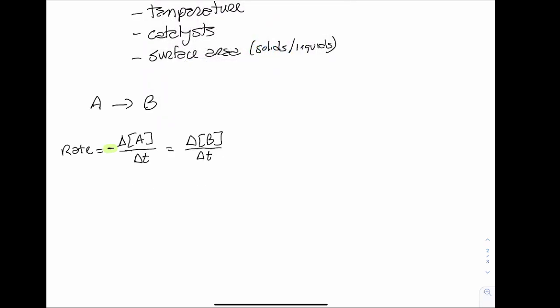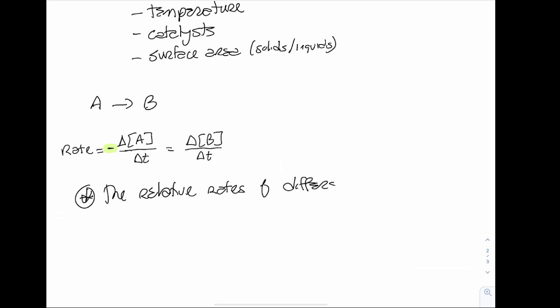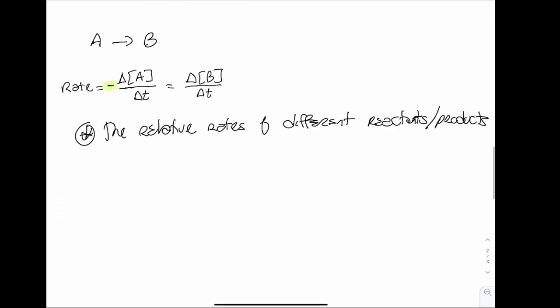Given an actual reaction, the relative rates do depend on the coefficients in our balanced equation. Not everything is 1 mole for every 1 mole. I had 1 mole of A going to 1 mole of B, so that was pretty straightforward. That's not always the case. So the relative rates of different reactants or products, and when I say relative, we're just comparing them to each other, depend on the coefficients in that balanced equation.